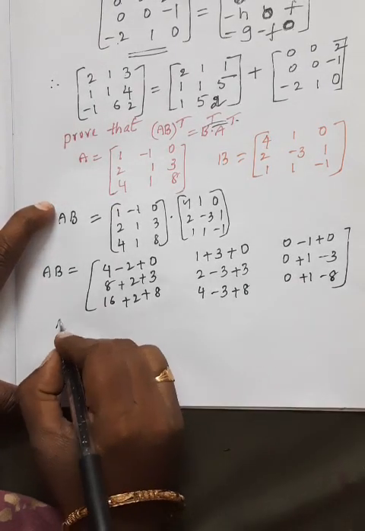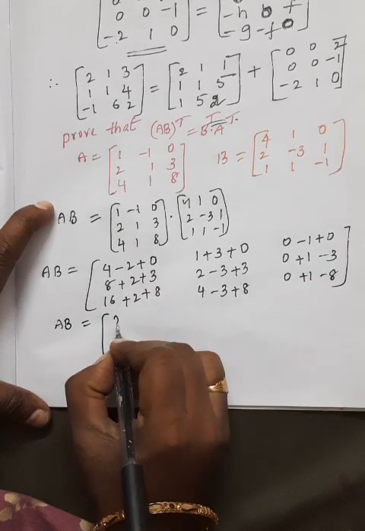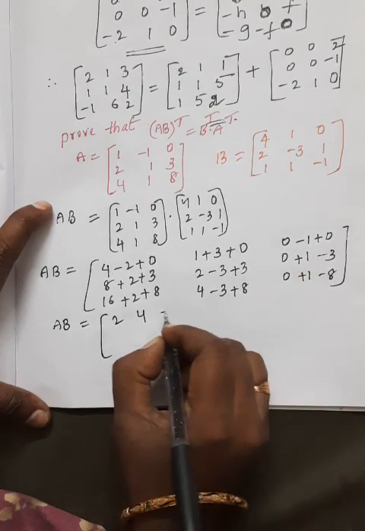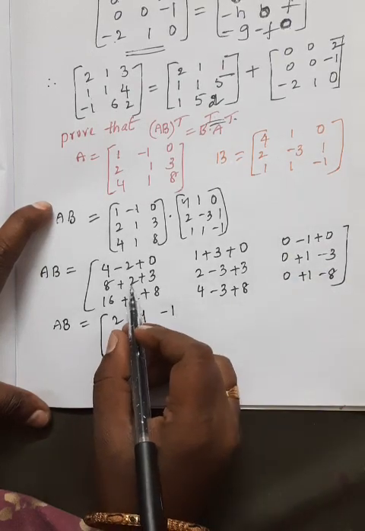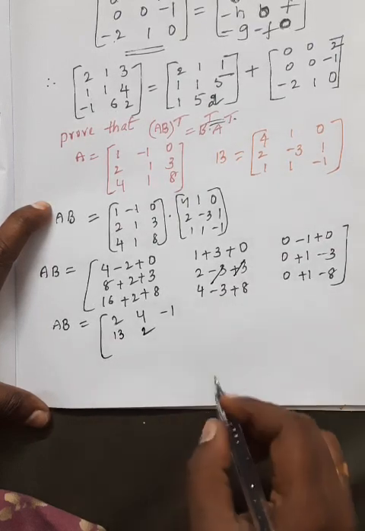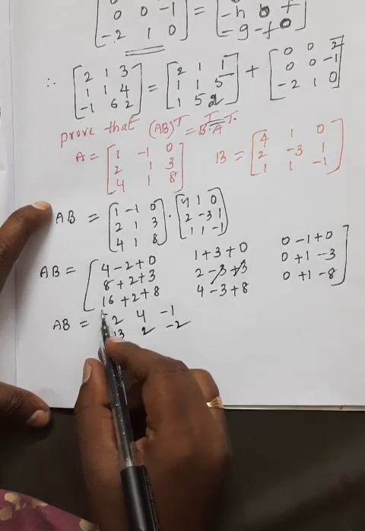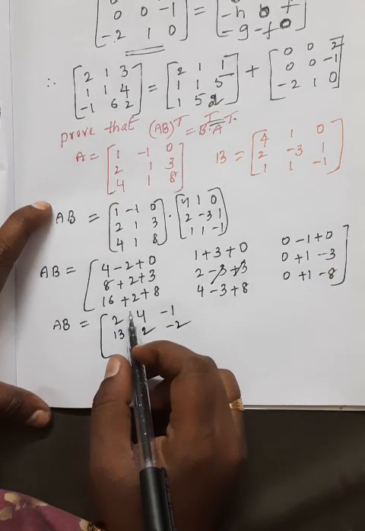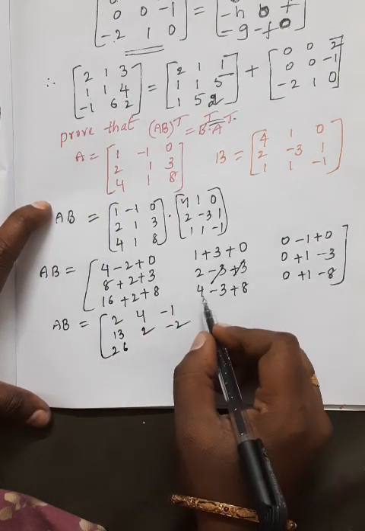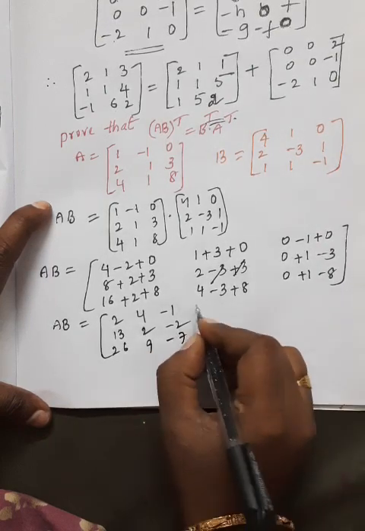So then after we have to simplify. A into B equals: 4 minus 2 is 2, 1 plus 3 is 4, 0 minus 1 is minus 1. 8 plus 2 is 10, 10 plus 3 is 13, plus 3 minus 3 will get cancelled, so remaining 2. 1 minus 3 is minus 2, 16 plus 2 is 18, 18 plus 8 is 26. Next 8 plus 4 is 12, 12 minus 3 is 9, 1 minus 8 is minus 7.